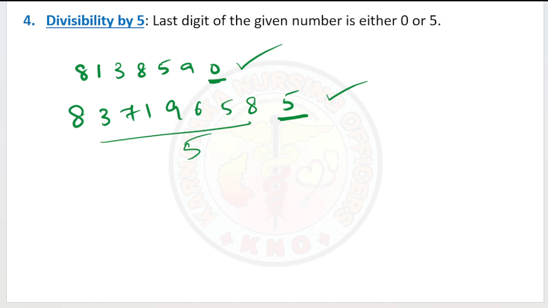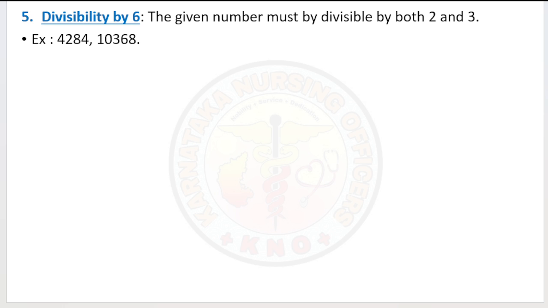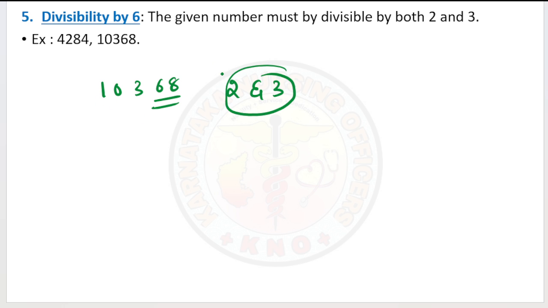So next one, divisibility by 6. So when do you say that a number is divisible by 6? For example, 10368. Before that, let us read the divisibility rule. So the rule is the given number must be divisible by both 2 and 3. That means the given number must be divisible by both the numbers, that is 2 and 3. Then we say that number is divisible by 6.